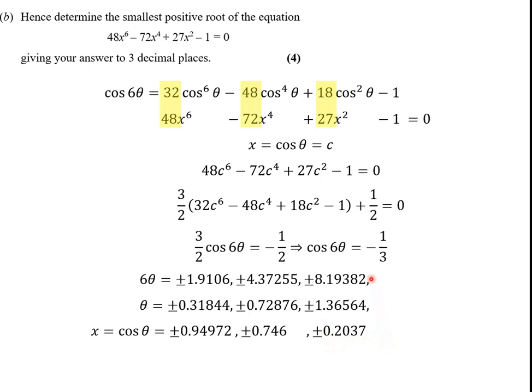And then if I do 2 pi added onto this one, I get 10.65 divided by 6, and do the cos of it. And then it all starts repeating then. So there's actually just 6 roots, which is what you'd expect for an equation with x to the power of 6 in it. So, the smallest positive one is that 0.2037, and we want it to 3 decimal places, so 0.204.